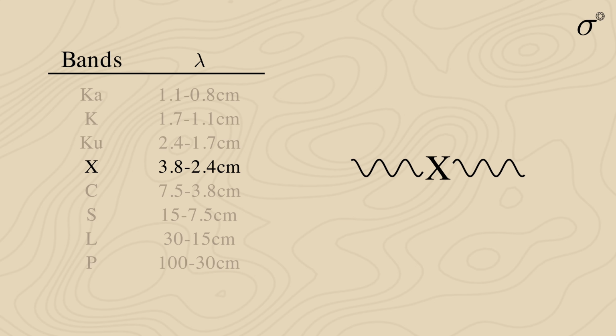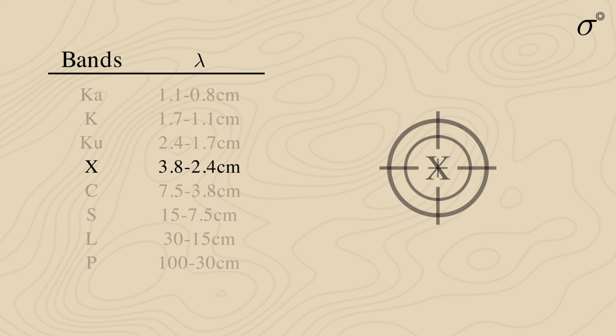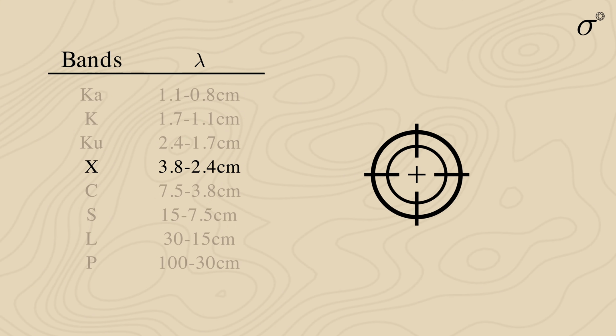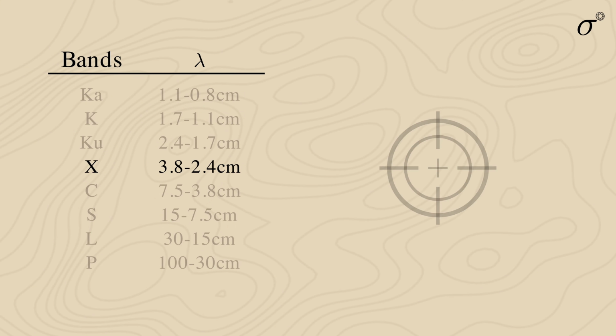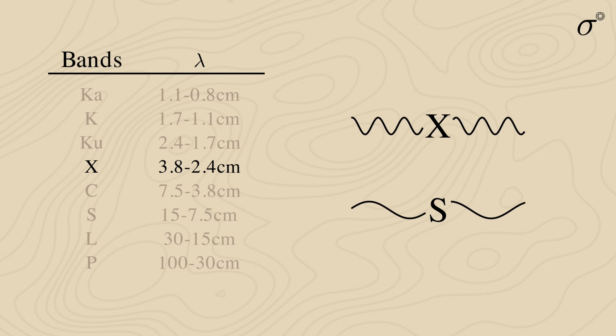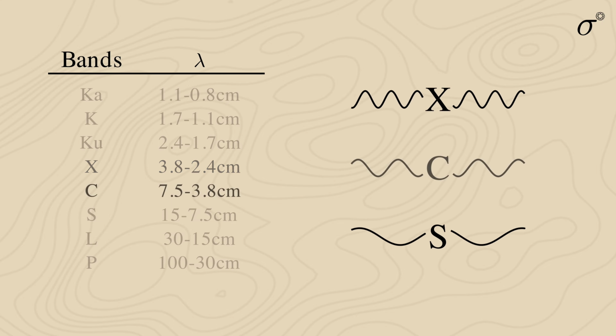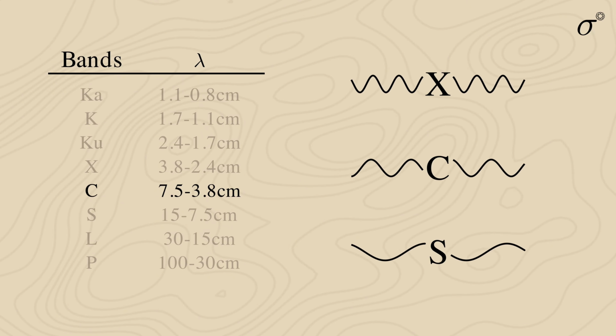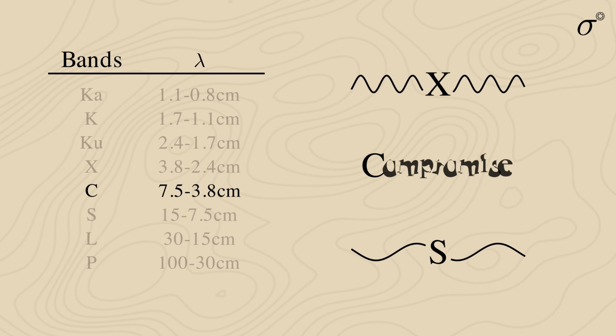The X-band was popular during World War II because it was used to lock onto targets. The symbol X kinda looks like a crosshair and was used for the name of the band. You might have noticed that we skipped one band between the X-band and the S-band, which is the C-band. This band is just a compromise between the X and S-band.